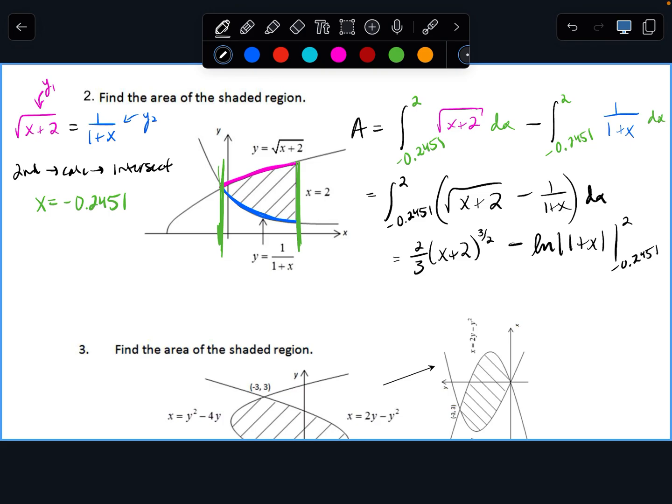So then remember, as far as typing that's concerned, do you guys remember? Well, you kind of have to know how to do it anyway. But to do this, you go math 9, and you would do negative 0.2451 to 2, and then you would type in your values.